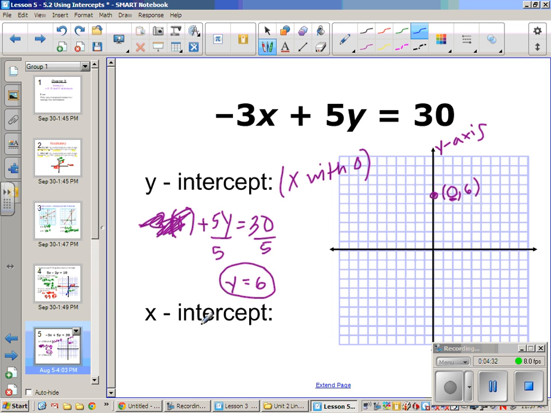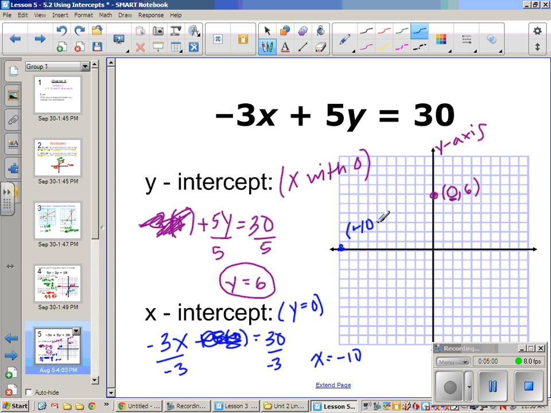Right? And now I'm going to find the x-intercept. That means y = 0. So I go -3x + 5 times 0 = 30. You multiply by 0, that's gone, so I'm going to divide by -3 on both sides. So x = -10. What that means is I have the point -10, counting 1, 2, 3, 4, 5, 6, 7, 8, 9, 10, and that's the point (-10, 0) because the y-coordinate is 0. And now I have 2 points. I can connect them and find out what my line looks like.